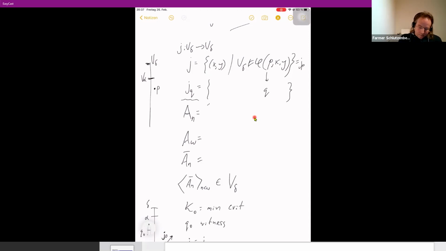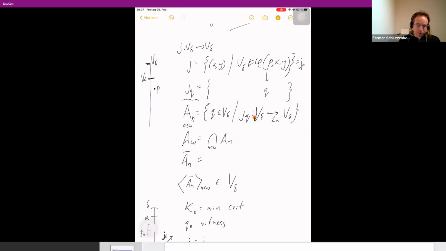So let's look at A_n being the set of Qs in V_delta such that J_Q is sigma_n elementary from V_delta to V_delta. So it is a function and it is sigma_n elementary. So A_omega, where this n here is less than or equal to omega, is obviously just the intersection of the A_ns.